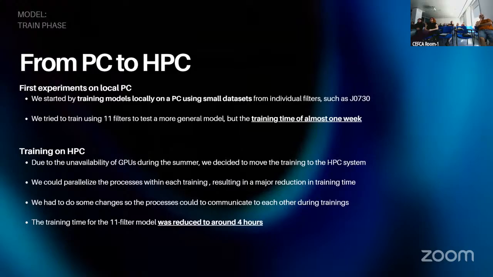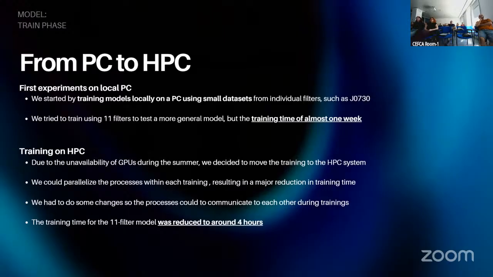Okay, I first started on my local PC with small experiments, just one filter. But then we wanted to try a more general model with 11 filters, and it took me almost 1 week to be completed, which is way too much. Then we moved on to the HPC.